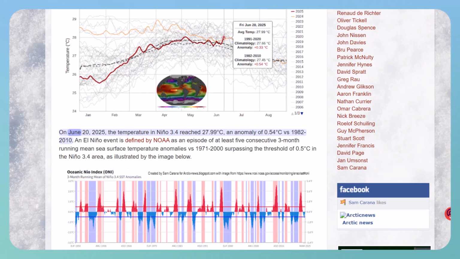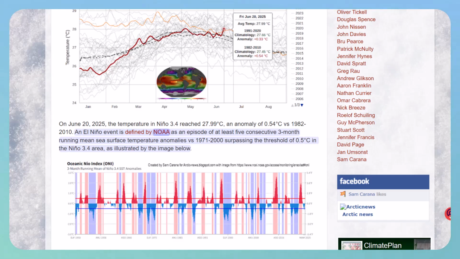On June 20, 2025, the temperature in Niño 3.4 reached 27.99 degrees Celsius, an anomaly of 0.54 degrees Celsius vs 1982 to 2010. An El Niño event is defined by NOAA as an episode of at least 5 consecutive 3-month running mean sea surface temperature anomalies vs 1971 to 2000 surpassing the threshold of 0.5 degrees Celsius in the Niño 3.4 area, as illustrated by the image below.